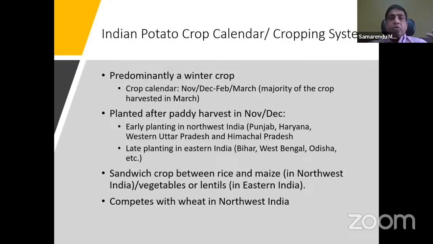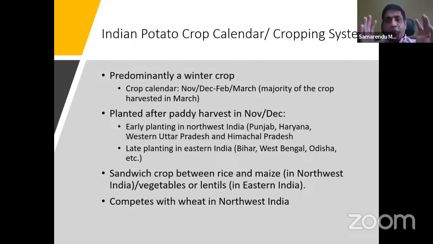last month actually. Mostly in Asia, all over, including India and other Southeast Asian countries, it is planted after the paddy harvest. We harvest the paddy and then plant potato in the belt. In India, the early planting happens in Northwest India, particularly Punjab, Haryana, Western Uttar Pradesh and Himachal Pradesh. Late planting happens in Eastern India, where the paddy harvest takes place late, in November and December, and then they plant potato there.